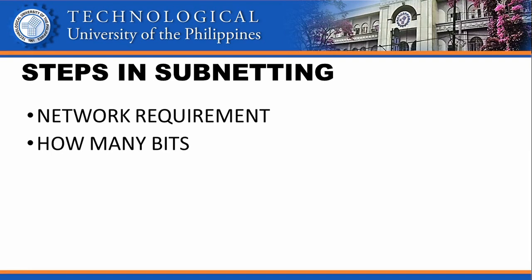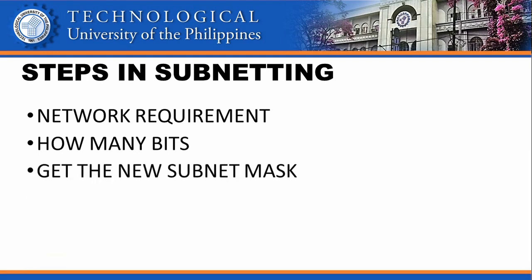First, kailangan natin i-convert into binary yung network requirement natin. And second is to omit the leading zeros. Kung ilan yung natirang bits, yun na yun. So, for now, di pa natin magets, pero sa examples natin mamaya, mas maintindihan natin kung paano kinukuha yung bits. Third one is to get the new subnet mask. Now, bakit ba natin kailangan kunin yung subnet mask? Because it is our objective.